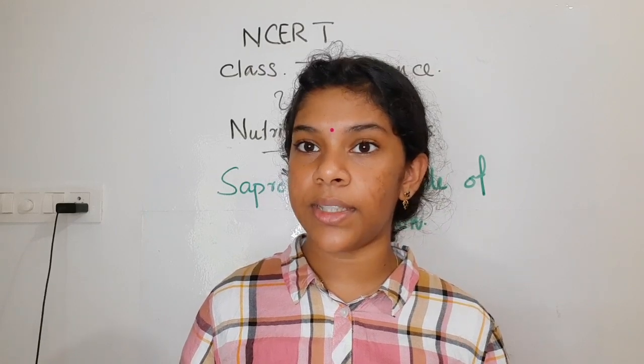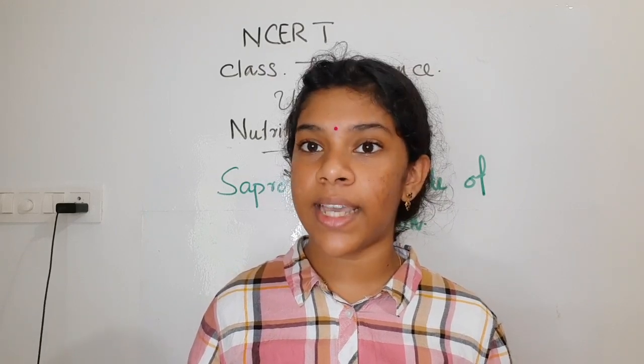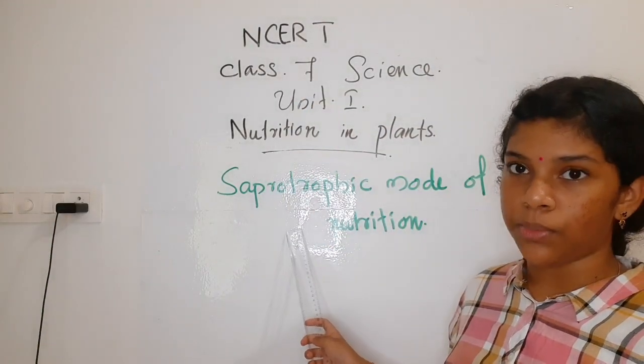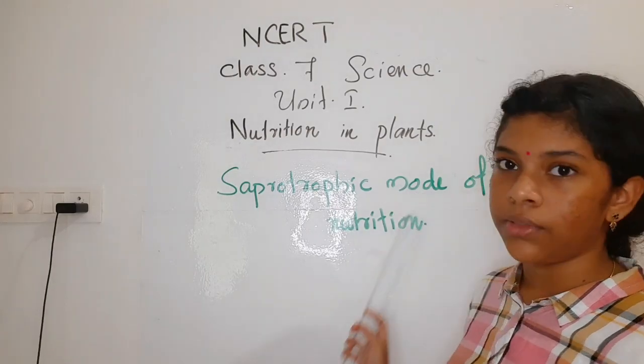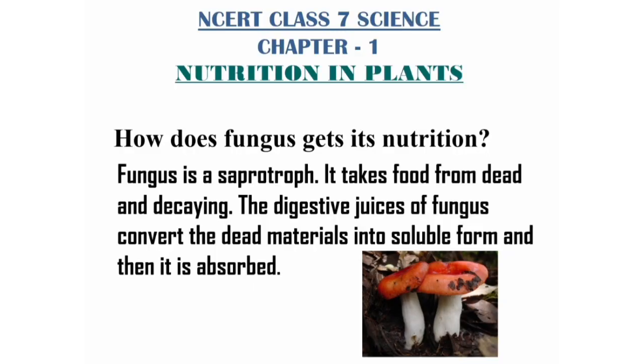This type of nutrition, where the organism gets its nutrition from dead or decaying matter, is known as saprotrophic mode of nutrition. How does a fungus get its nutrition? Fungus is a saprotroph. It takes food from the dead and the decaying. The digestive juices of fungus convert the dead materials into a soluble form and then it is absorbed.